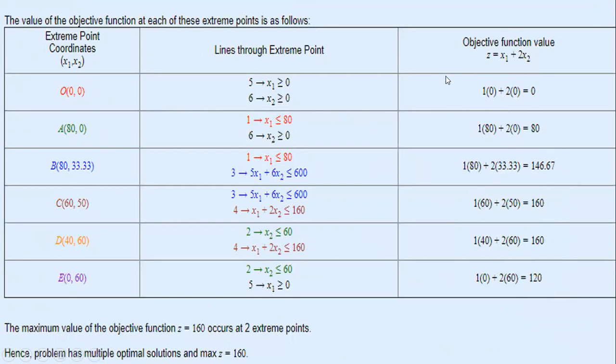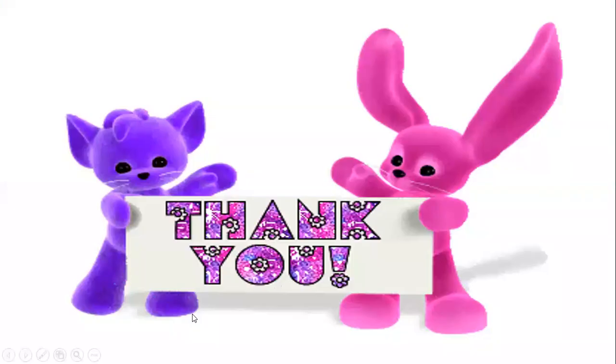So the problem is maximization. So in the table, you have to see the maximum value, that is 160. It is occurring at the corners C and D. So the solution is not unique. So my maximization optimal solution is occurring at the corners C and D. So it is not a unique solution. So it is having multiple optimal solutions. More than one optimal solution is called multiple optimal solutions.